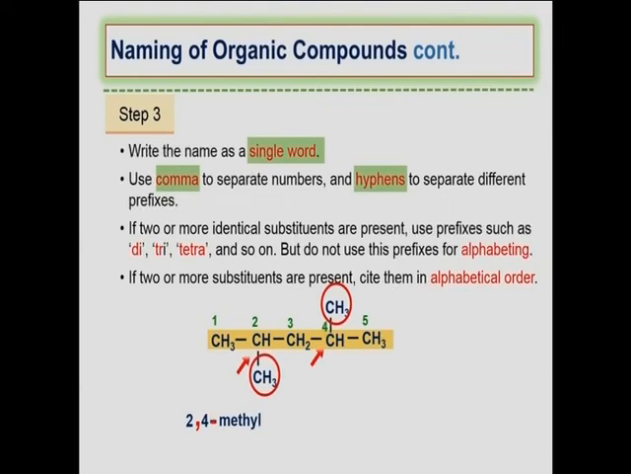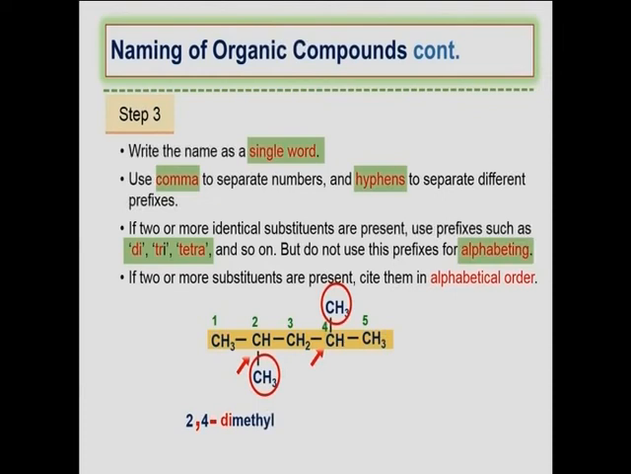And if there is more than one prefix, let's say two prefixes, then you have to use di. If it is 3, you have to use tri. If it is 4, you have to use tetra. So in our case, we have two prefixes, so you have to use di, dimethyl.